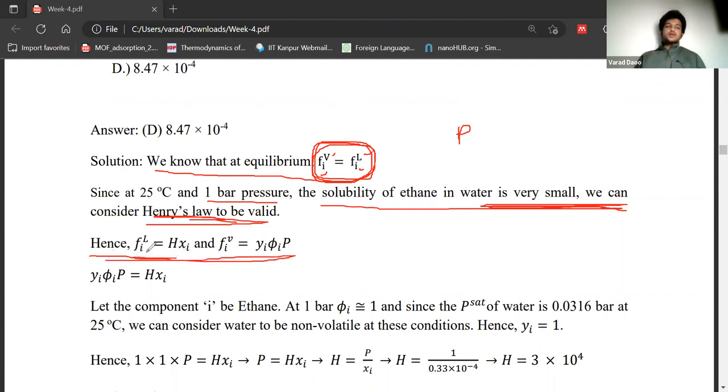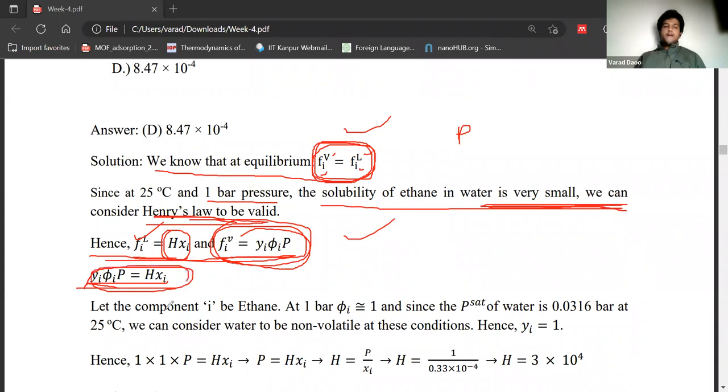Hence, we can equate the liquid phase fugacity to the vapor phase fugacity. Anyways, the fugacity is going to be this for non-ideal phase. So using these expressions, we can write this equality. Now let the component i be ethane. At 1 bar, we know that phi i is equal to 1 because P saturated of water is this, hence we can consider water to be non-volatile at this condition, and hence yi is going to be 1.